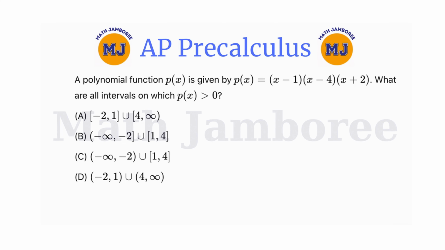In this video we have another AP Precalculus type of question from polynomial and rational functions. Let's solve it together. A polynomial function p of x is given by p of x equals x minus 1 times x minus 4 times x plus 2. What are all intervals on which p of x is greater than 0? Choices A, B, C, D are given.